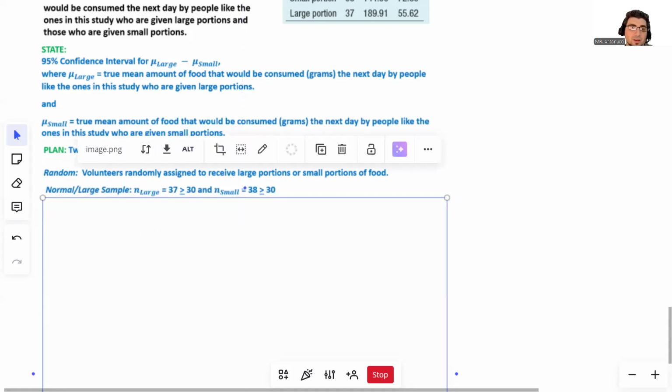The 10% condition is not appropriate to check here because the experiment used volunteer subjects. So they're not real random sampling. This is random assignment of treatments. So then we can just skip to the normal large sample condition, and both samples were above 30. So we're good there. We don't have to produce a graph.